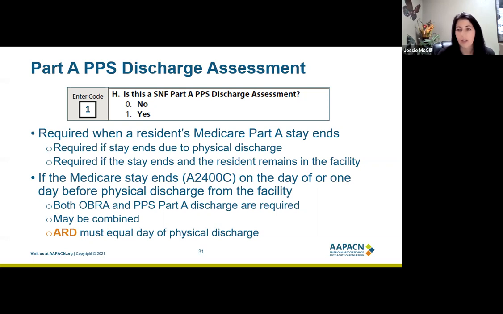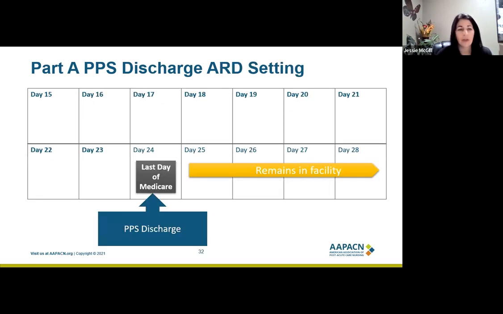So I have a couple of visuals here. This first one is we have a last day of Medicare and the resident remains in the facility. So this could be a last day of Medicare because they exhausted, because we issued the NOMNC or the generic notice that took them off of skilled coverage. So this is the last day we billed to Medicare. This is also the date that would be equal to A2400C. So the Medicare end date. The PPS discharge ARD would be on this date.